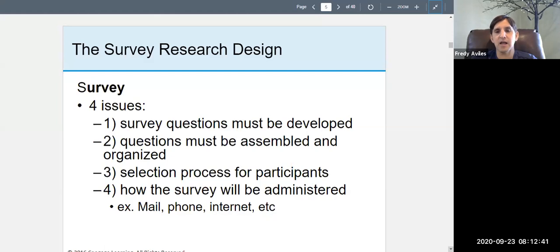You have to select a process for obtaining participants. And like I told you guys before, for you guys, it's gonna be simple. You're gonna use convenient sampling. It's just whoever's willing, that's who's gonna complete your survey.